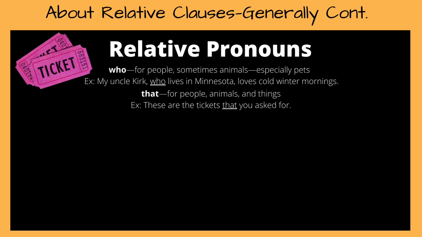That for people, animals, and things. Although some super conservative grammarians will tell you not to use that for people, but to be frank, English speakers use that for people all the time. You hear it often, and it is what it is. But to be on the safe side, especially in written English, or if you are taking some sort of exam, it's best to use that for just things and animals and who for people. So our example would be, these are the tickets that you asked for.